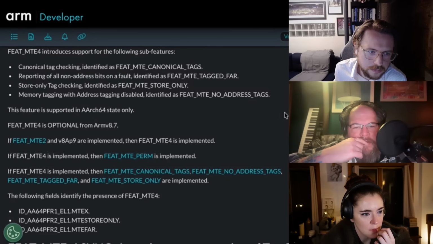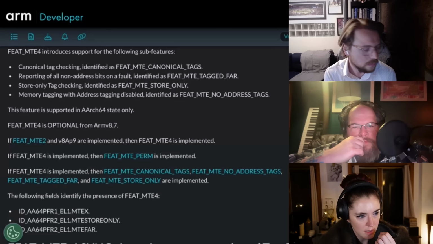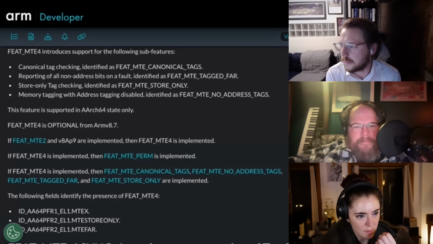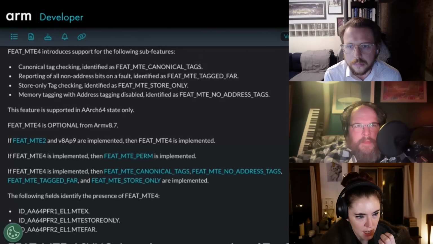So this is the ARM docs for that Apple linked. Canonical tag checking, reporting all non-address bits on a fault, store-only tag checking, and memory tagging with address tagging disabled. I thought we already had store-only tag checking, or maybe I just don't know what store-only tag checking is. But I was saying earlier that Graphene does the kernel synchronous, and then the usual userland is asynchronous. But there's also a thing with them where reads are synchronous and writes are asynchronous, which I thought might have been what store-only tag checking is. I don't know. What do I know?